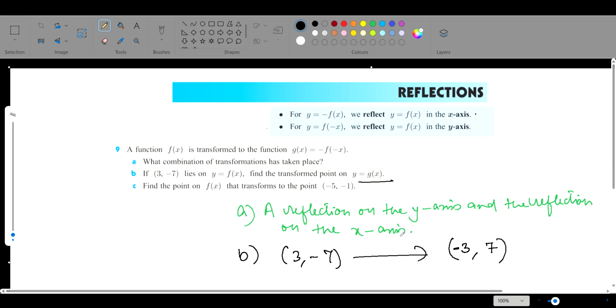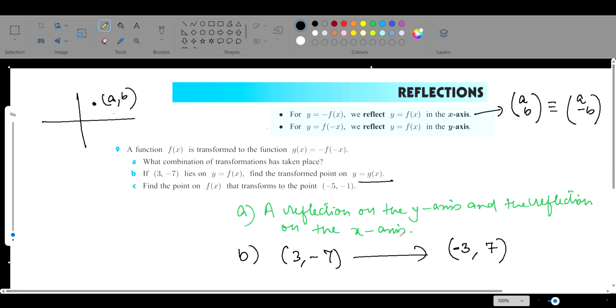So in general, see, if the coordinate is (a, b) and only an x-axis reflection happens, right? At that time, the coordinate becomes (a, minus b). When x-axis reflection happens, suppose the coordinate is in the first quadrant, (a, b). Now it's reflected on the x-axis and comes to the fourth quadrant. In the fourth quadrant, it becomes (a, minus b).